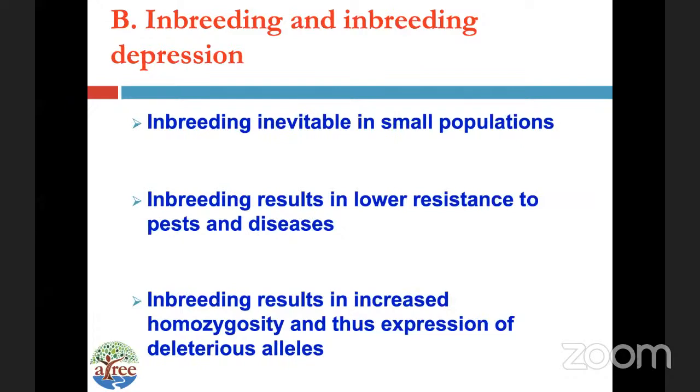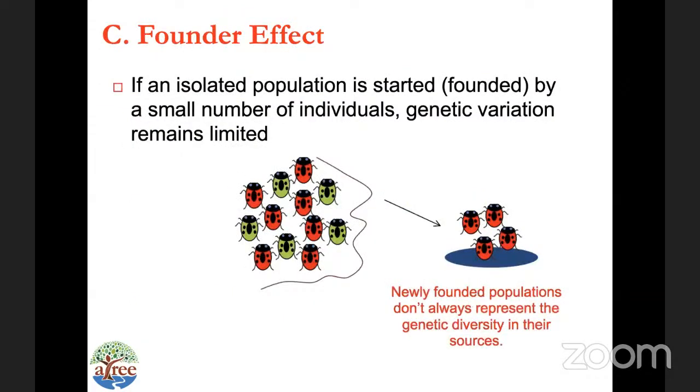Inbreeding is inevitable in small populations, where inbreeding is mating between close relatives. If close relative breeding happens, it results in lower resistance to pests and diseases, and it increases genetic homozygosity. That results in expression of deleterious alleles, and that also leads to extinction of the population, or to lower resistance against pests and diseases.